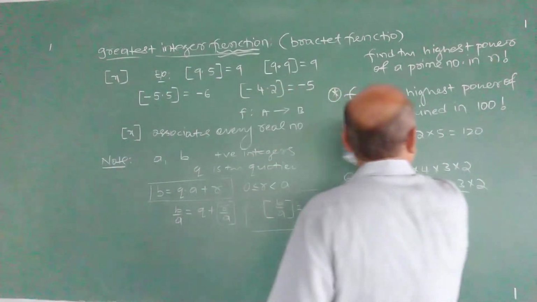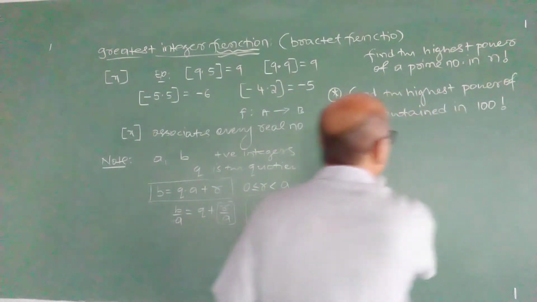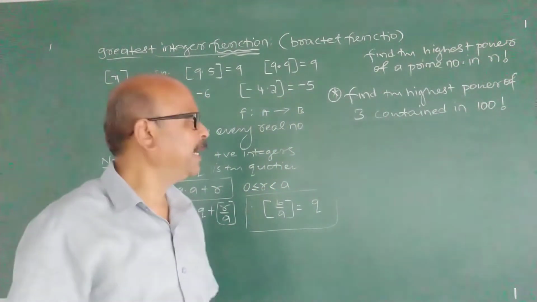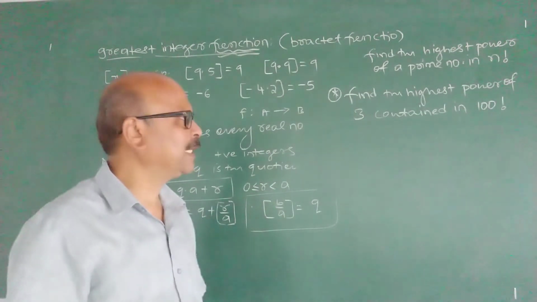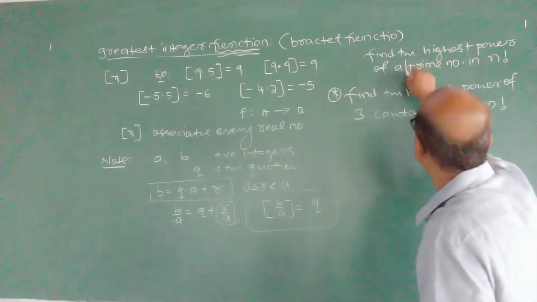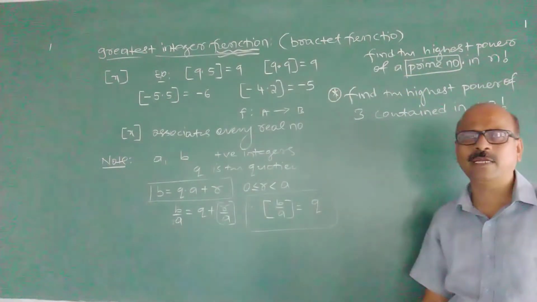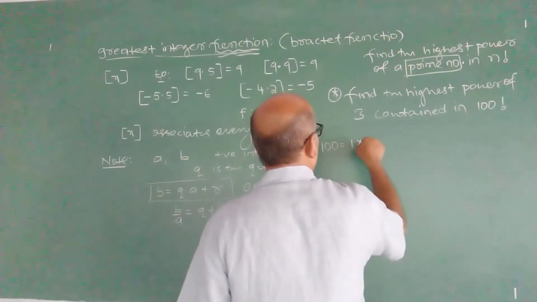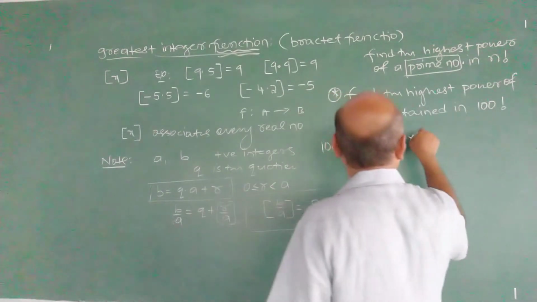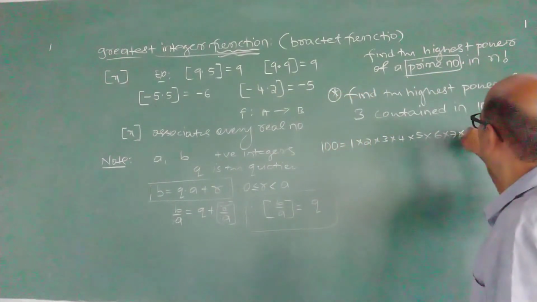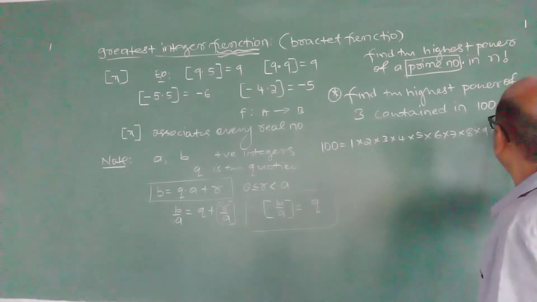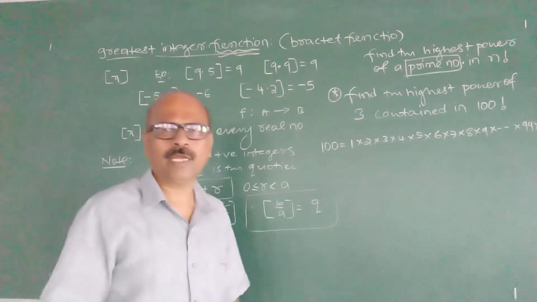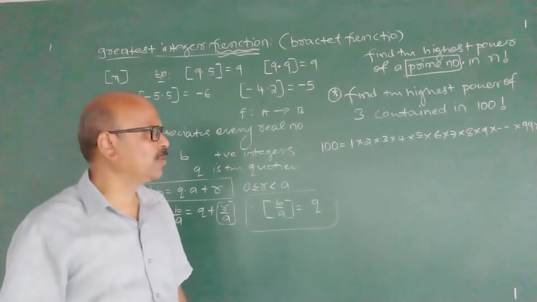First, I consider this problem. I explain the highest power of 3 contained in 100 factorial. Then I explain one formula to solve this type of problem: the highest power of a prime number, that is important, contained in n factorial. What is 100 factorial? 100 factorial is 1, 2, 3, 4, 5, 6, 7, 8, 9, etc., into 99 into 100. Now first I consider the power of 3.